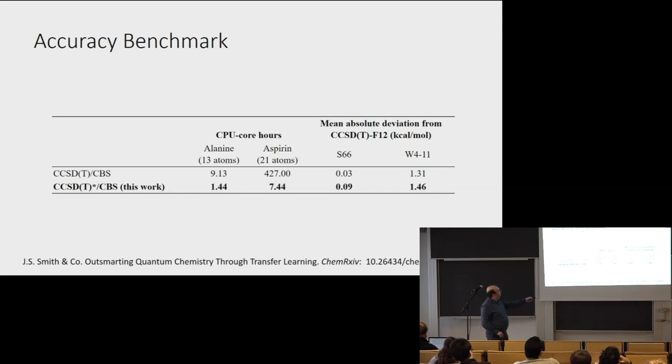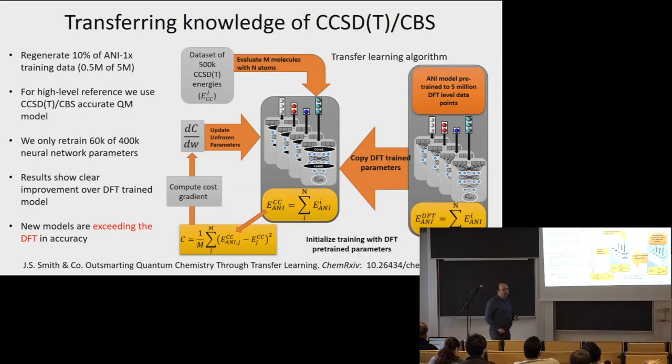However, in the approximate scheme, basically you reduce it by 50x. And as you can see from the energy deviation for a couple of benchmark data sets, basically you're not losing much in energy. However, you really gain in compute. So what we did next, now we have a way to run high throughput coupled cluster calculations.